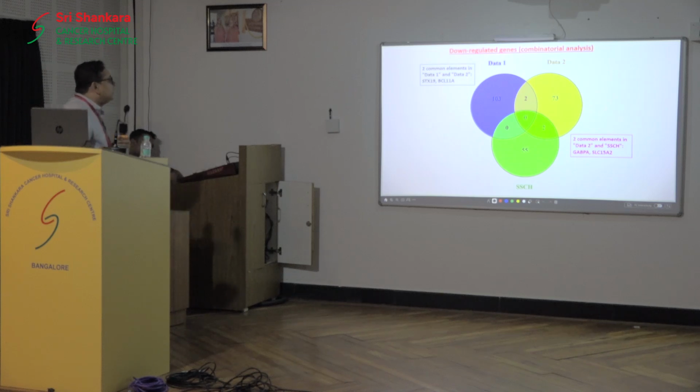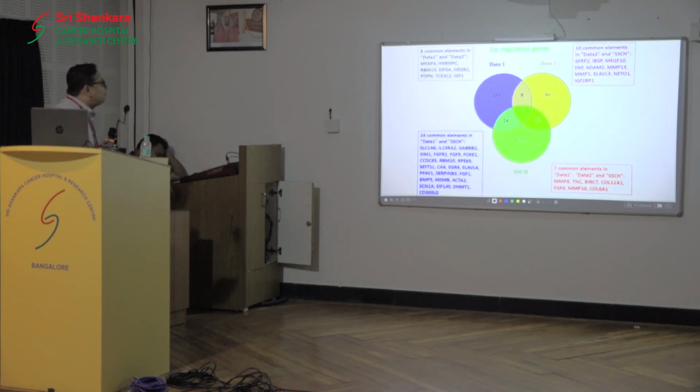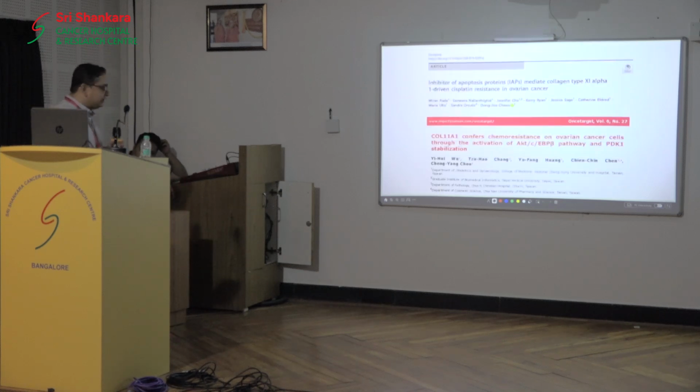So we found that among the downregulated genes there are no common findings, and among the upregulated genes only 7 are commonly found. These are MMP8, tenascin C, BIRC7, which is also called livin, collagen 11, FGF4, MMP10, and collagen 6. Most of them are secretory proteins. So next we looked at whether they are involved in the resistance mechanism or not.